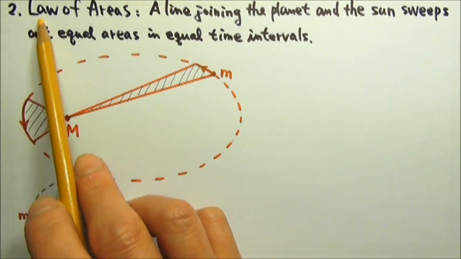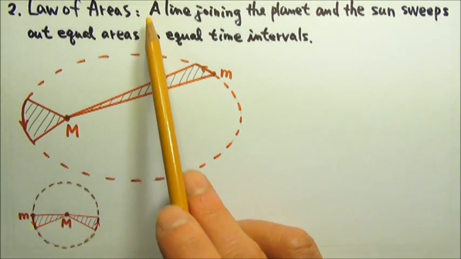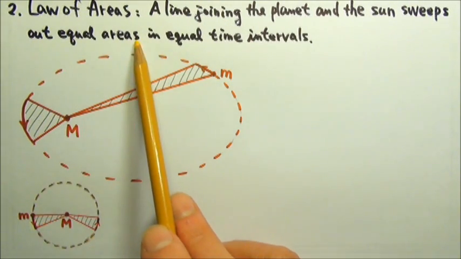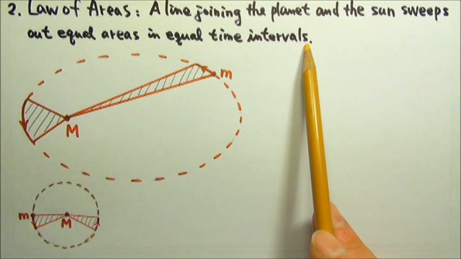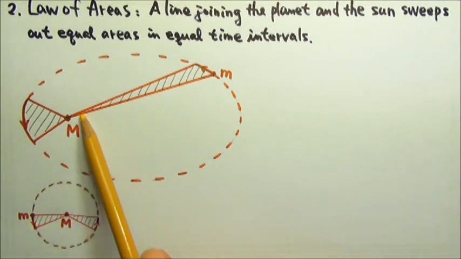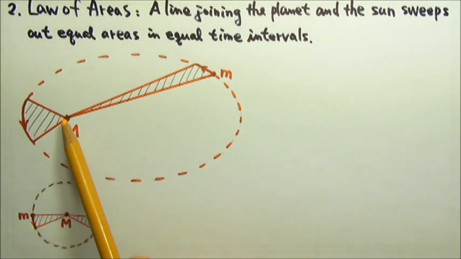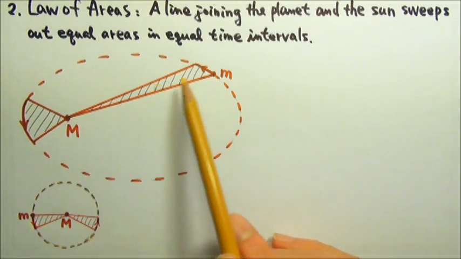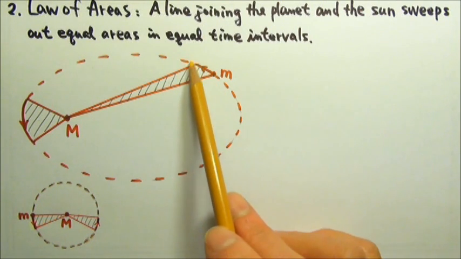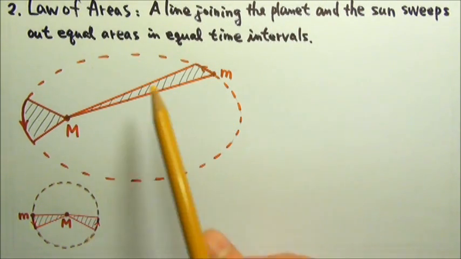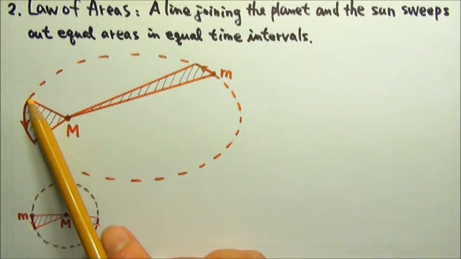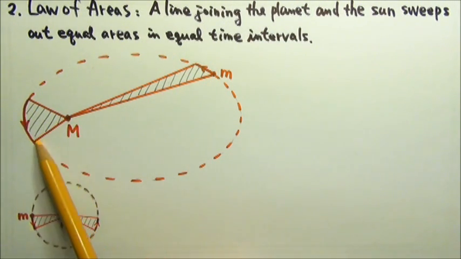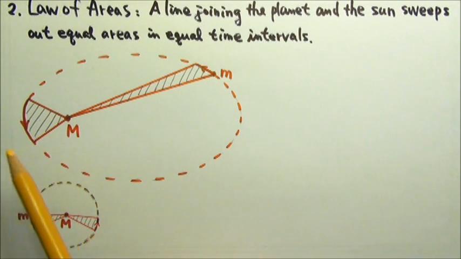The second law is the law of areas. It says a line joining the planet and the sun sweeps out equal areas in equal time intervals. This is a line joining the planet and the sun. When the planet is here, this line sweeps out this big an area in, say, 3 days. When the planet gets there, the line also sweeps out the same area in 3 days.